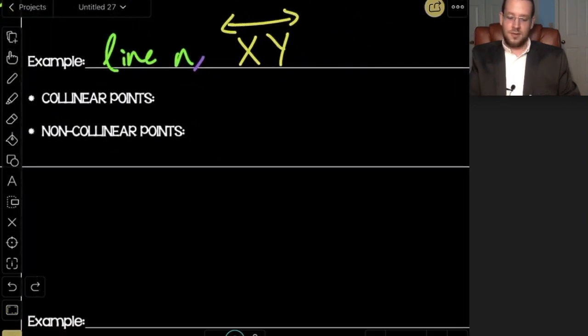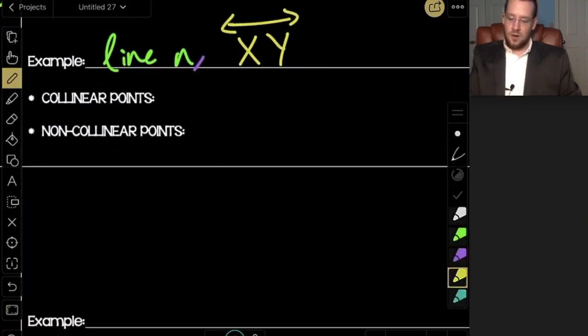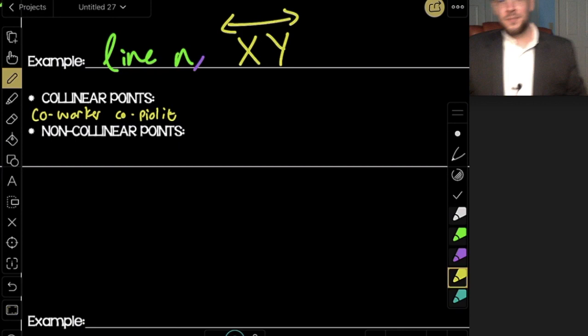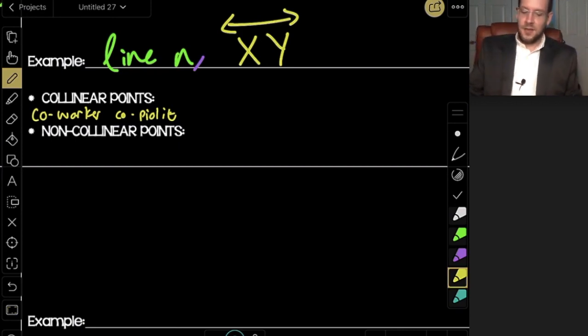Collinear points. These are another thing we can think of. Collinear, other words that start with co: how about co-worker? How about co-pilot? I don't really know how to spell pilot. Okay, so collinear, linear, the word line is in there.